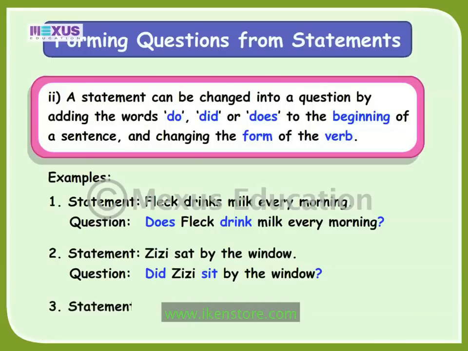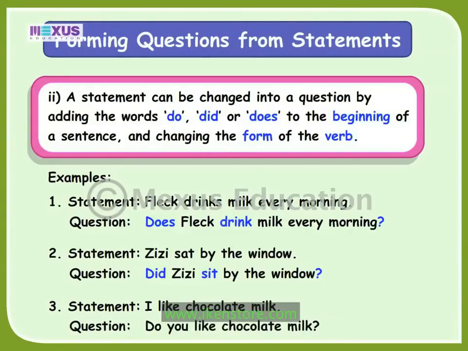Let's look at one more example. I like chocolate milk. This statement can be changed to the question, do you like chocolate milk? Here, we add the word do at the beginning of the sentence and add a question mark at the end. The form of the verb like does not change here.